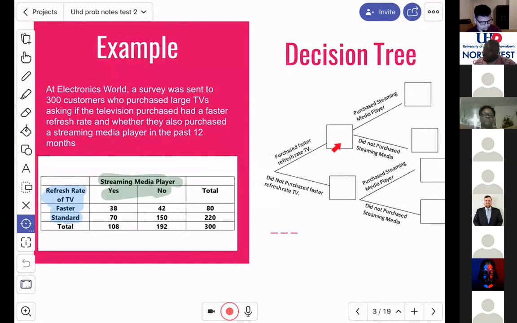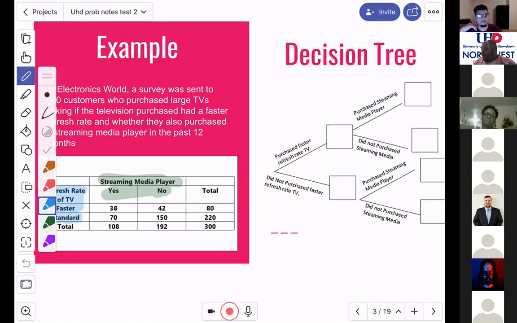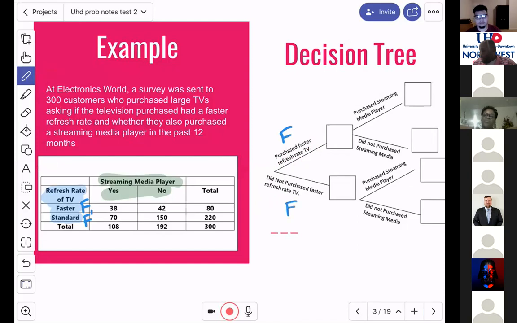If you look at this table, it starts off by either you purchased a faster refresh rate TV or you did not purchase a faster refresh rate TV. And remember, I'm going to give them letters. We call this one right here F, and the standard is F prime. So here what you have is F and F prime, which means the standard rate is not a faster refresh rate TV. In this particular sample, how many people purchased a faster refresh rate TV? 80.